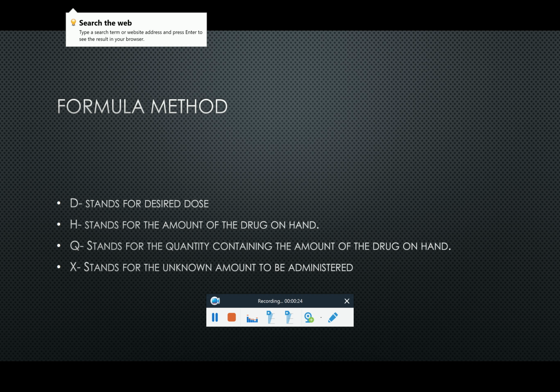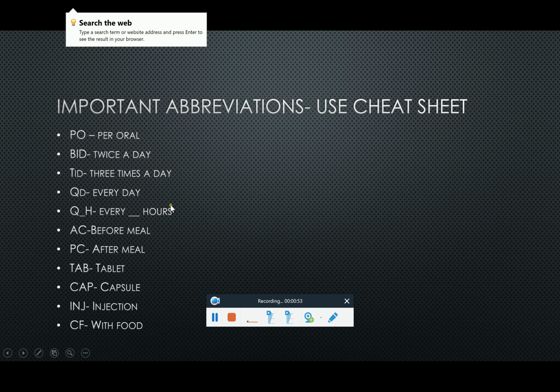So when you're looking at a prescription or something on the medicine, D is always your desired dose, also your ordered amount. H stands for the amount of the drug that you have on hand. That's usually going to say something like 250 milligrams per 5 milliliters. And Q is the quantity containing the amount of the drug on hand. And then X stands for what you're looking for to be administered.